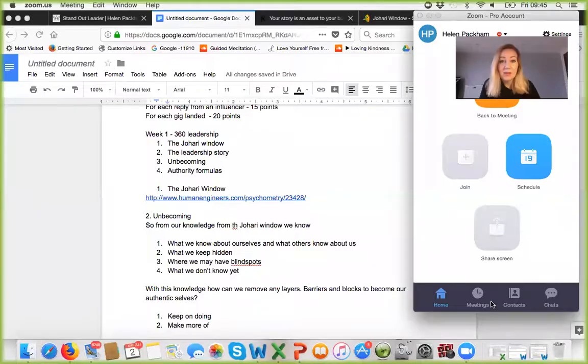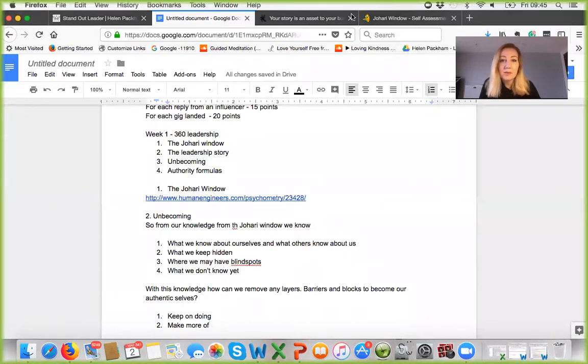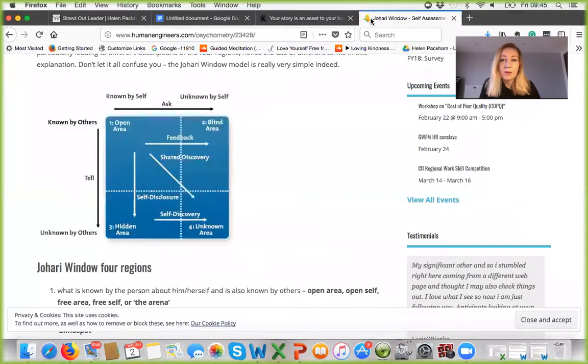I just want to explain what the Johari window looks like. Let me just get it up here. Hang on a second. Need to just move this. Okay, here we go. Let's move this down here.